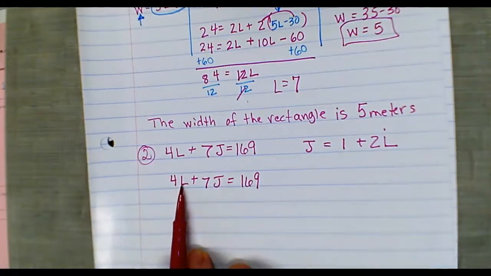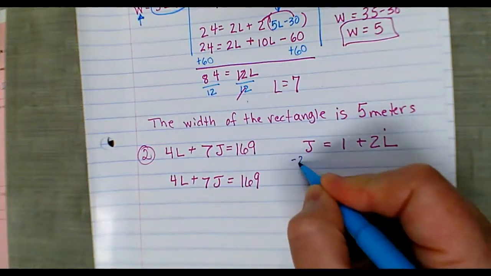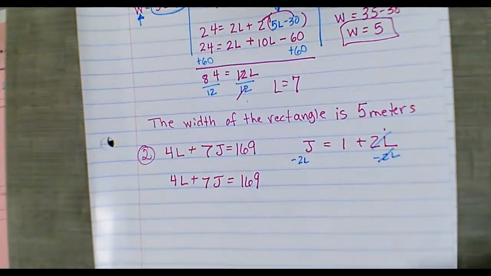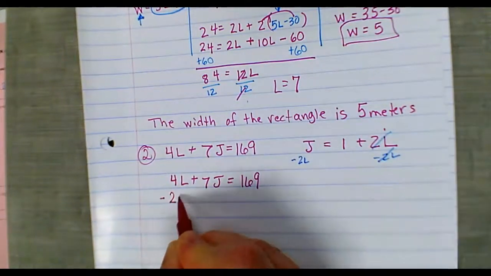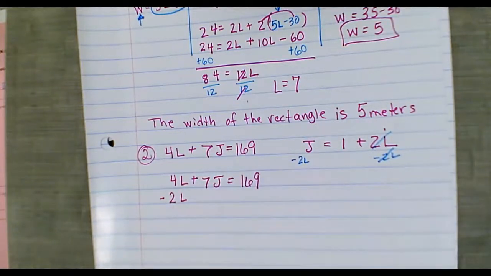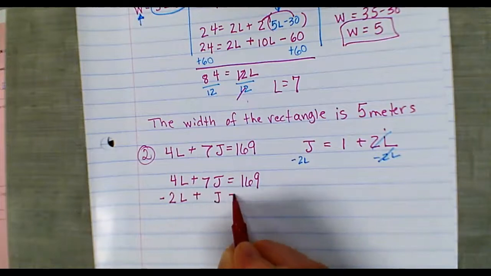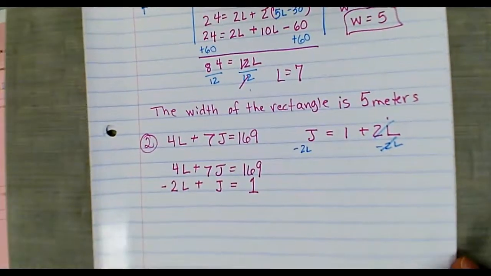And so what do I have in this column right here? What variable comes first? This has an L first, so I have to subtract the 2L from both sides of this equation so that the L comes first, so that I can have my columns lined up.